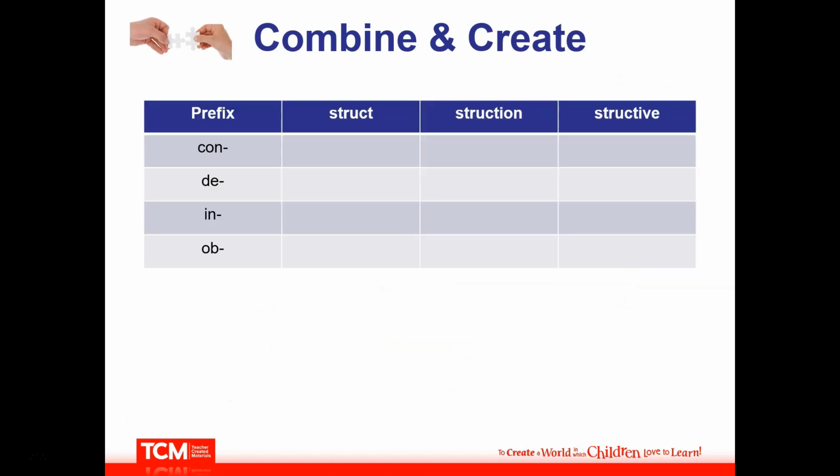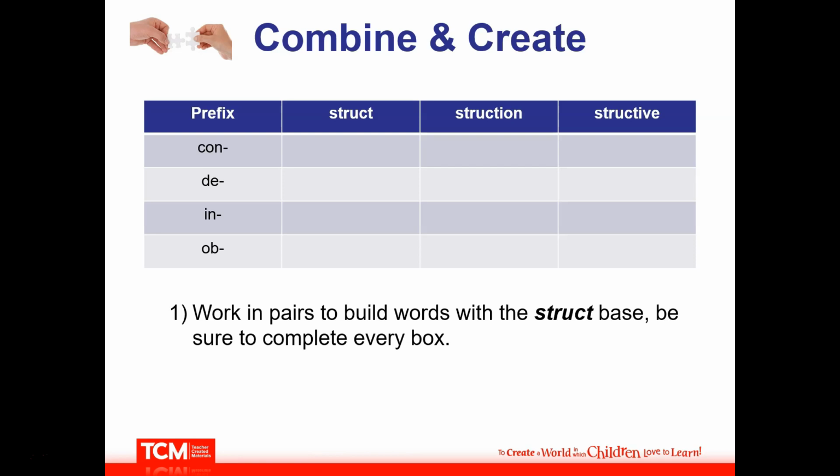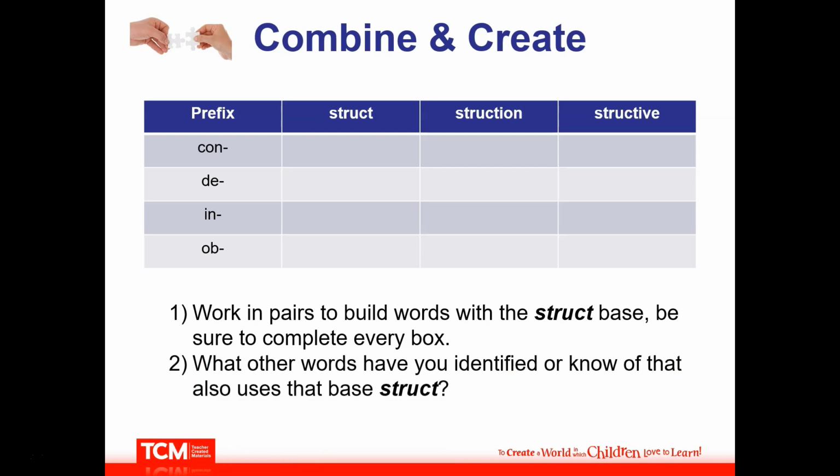And so one of the ways that we can engage students in using the combine and create strategy within the classroom is by giving them a matrix to use, very similar to the matrix that we used with the semantic feature analysis. What you'll see here is that there are 4 prefixes, con, de, in, and ob, and then we have 3 roots or bases at the top of this matrix. We can do this a couple different ways with our students. Number 1, we could have students work in pairs to build words with that struct base, and make sure we tell them to be sure to complete every box. And then as an extension, we can ask our students, what other words have you identified or know of that also use that base struct that you do not see within this matrix?